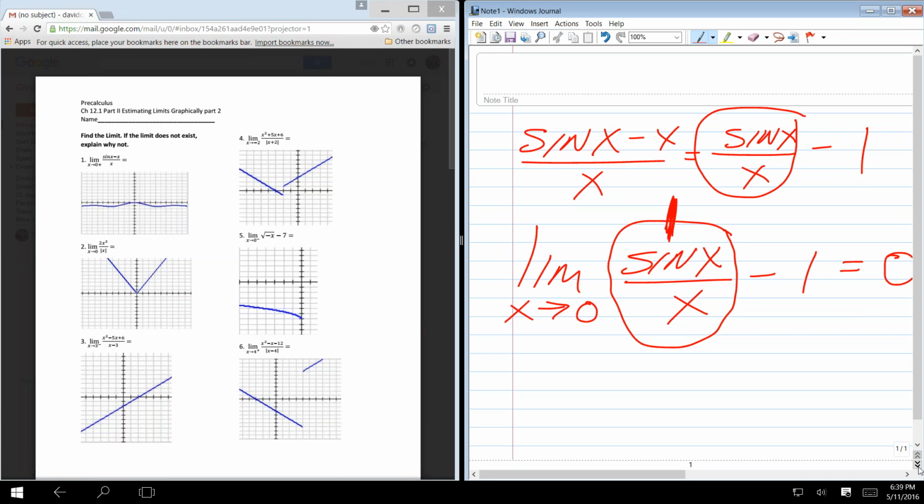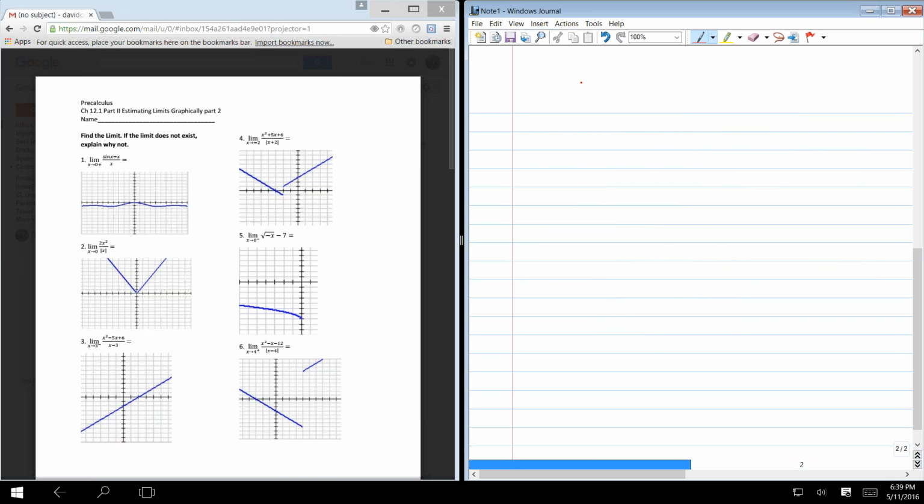Okay, let's look at number 2. I assume you just want to go through these in order? Yes. Okay. And this time as x goes to 0. Well, what does the graph tell us? What's the limit from the right? From the right, it goes to 0. What's the limit from the left? It goes to 0 as well. So they're the same. So what is the limit? 0.